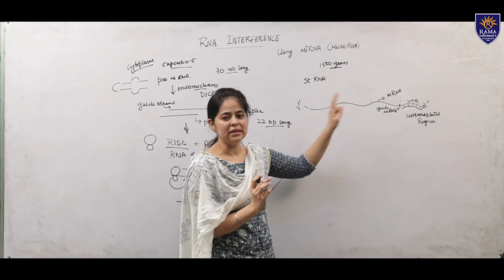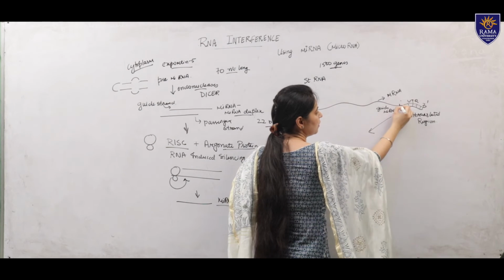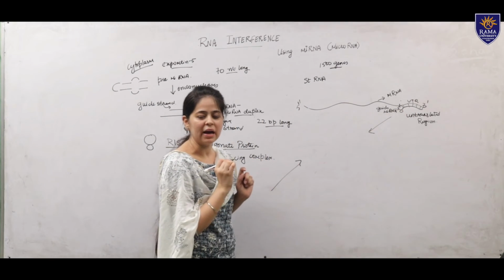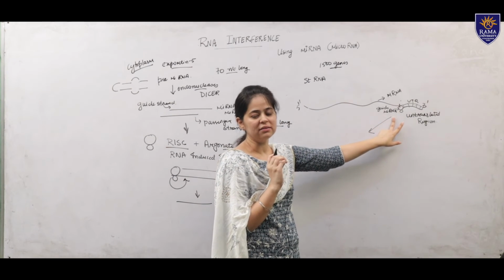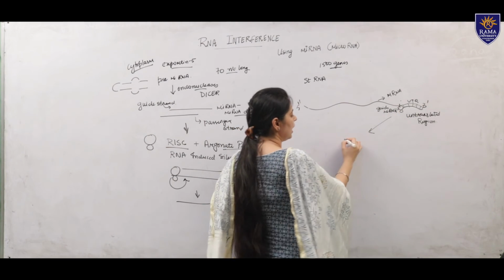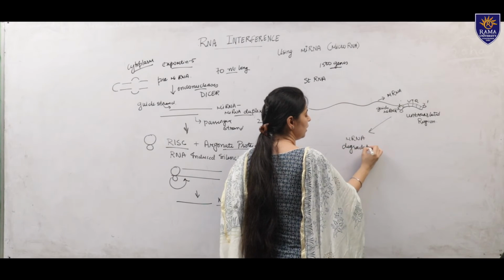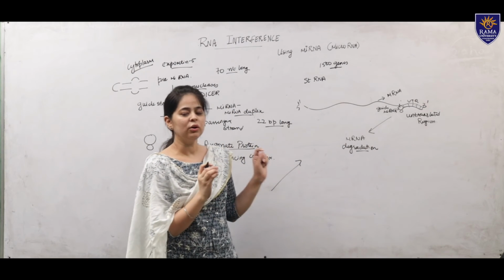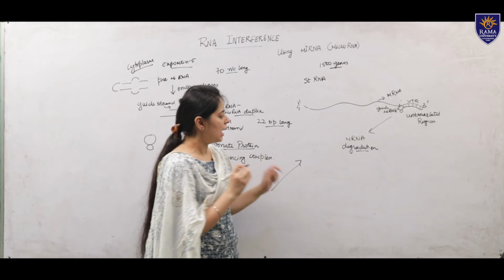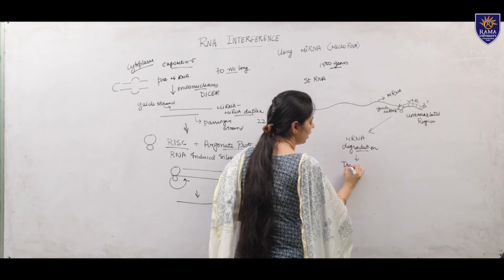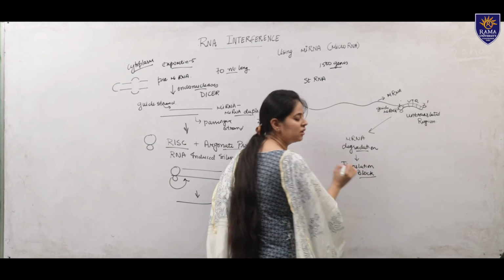How does it silence? It can happen in two different ways. In the first way, it comes along with the RISC complex as well as Argonaute. This Argonaute and RISC complex can degrade the mRNA. It degrades the mRNA to which it is bound, and thus it will not allow the translation to occur because there is no mRNA for the translation to occur.